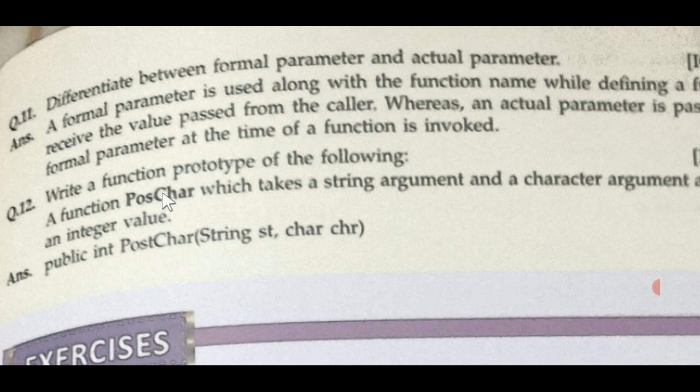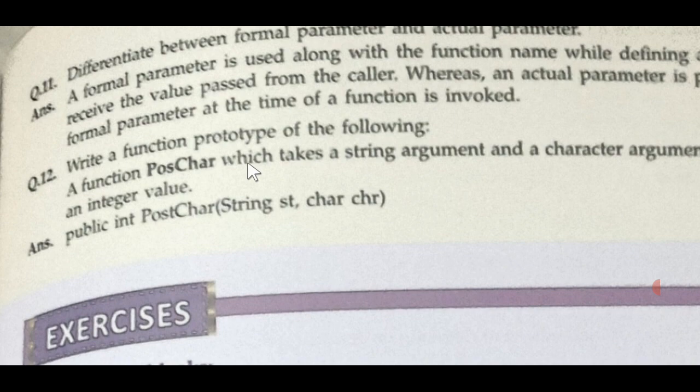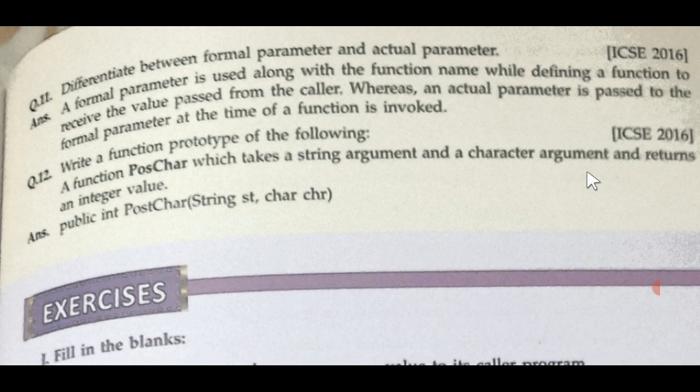Okay, now after that, write a function prototype for the following. Again, that question is very, very important. A function pos_char which takes a string argument and a character argument and returns an integer value. The function name is given, pos_char, so you have to write pos_char. They have written it wrong, they have written post_char. So please write the name properly. There won't be any t because that's not in the question.